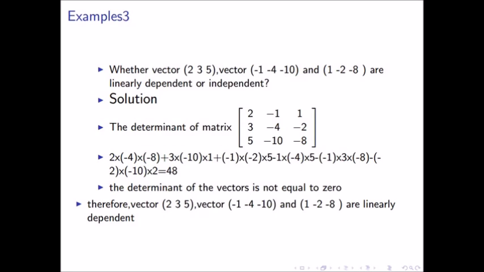Example 3. Whether these three vectors are linearly dependent or independent, we can calculate the determinant of the matrix combining these three vectors. It is not equal to 0, so these three vectors are linearly independent.